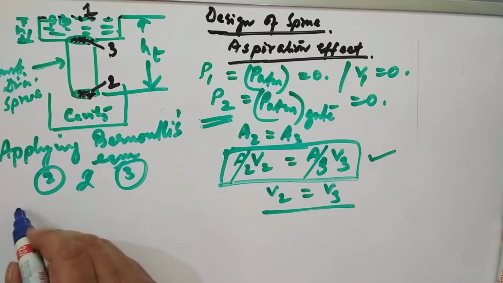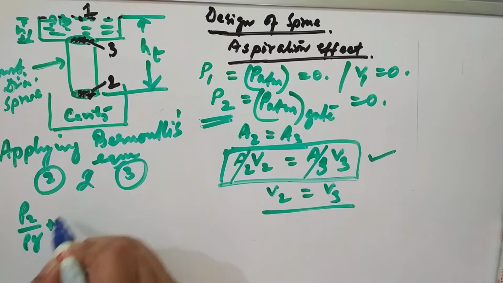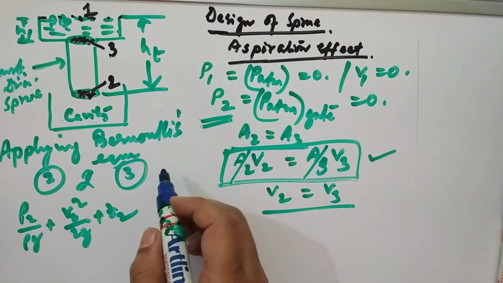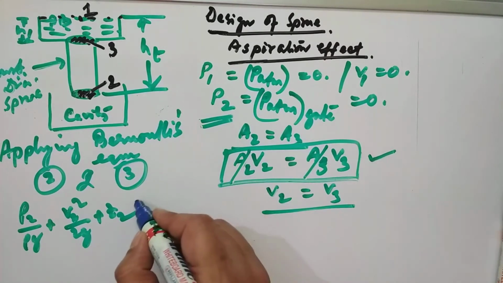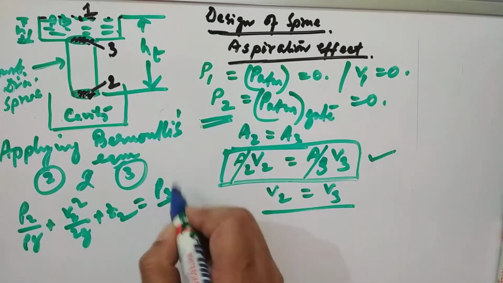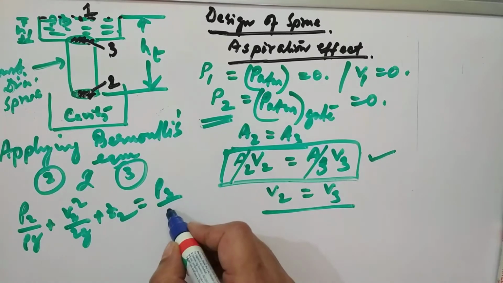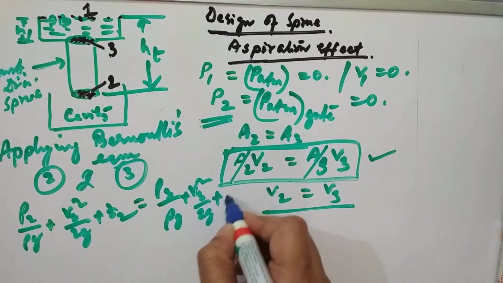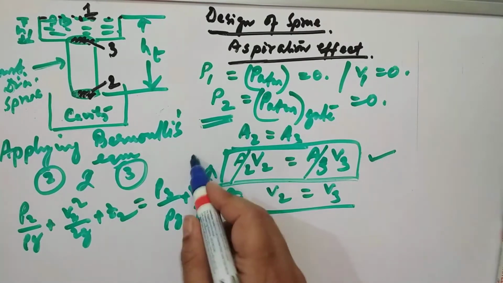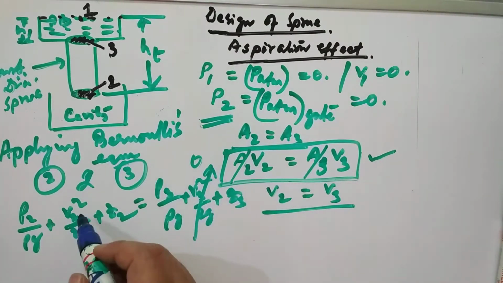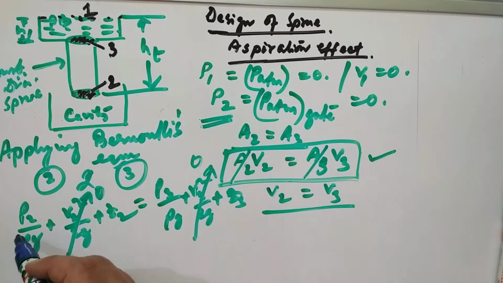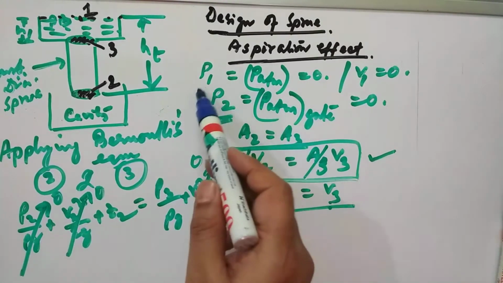What we have? P2 by rho g plus V2 square by 2g plus Z2 is equal to P3 by rho g plus V3 square by 2g plus Z3. So this is 0, V3, and V2 is also 0. As these two are equal, this is also 0. From here you can find P1.